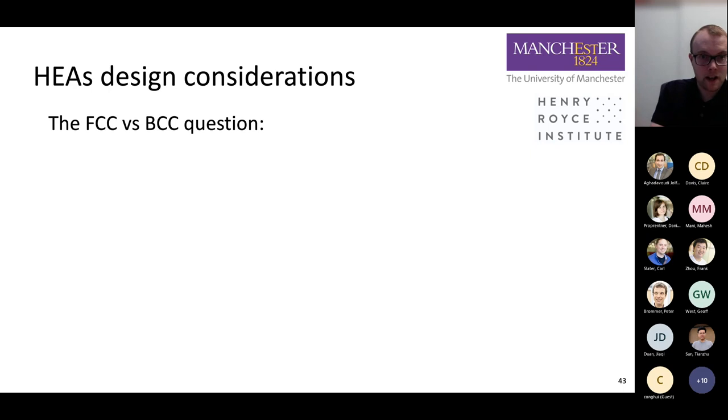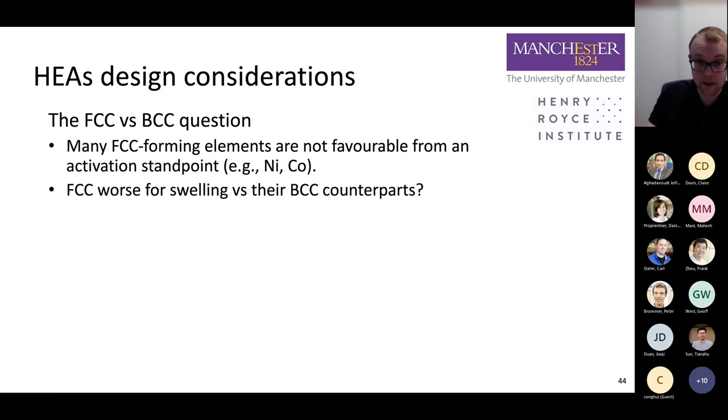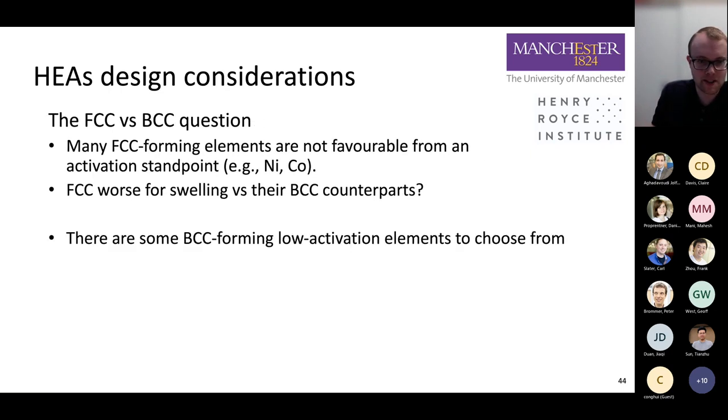To focus in on one specific other consideration, there's a question about whether we should use face center cubic or body center cubic alloys. In some ways, this is sort of answered for us, because many face center cubic forming elements are not favorable from an activation standpoint. So if you irradiate nickel and copper, cobalt, for instance, and copper as well, they can become very, very active. And this is not a good thing. And there's the general underlying theory that face center cubic structures also form more voids, and they swell more readily than their body center cubic counterparts, although that's certainly not always true. So that's against the FCC.